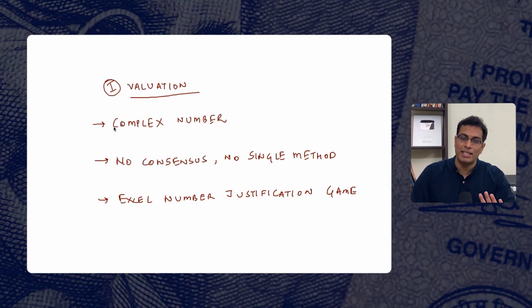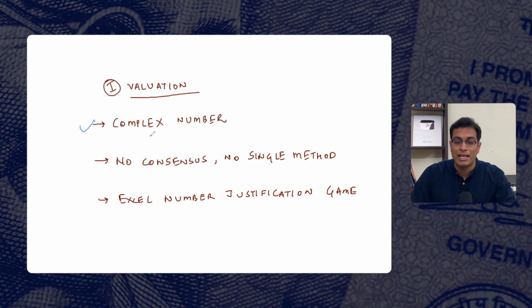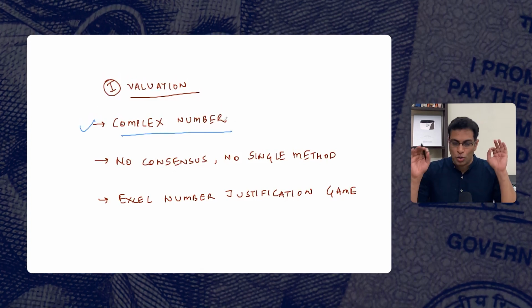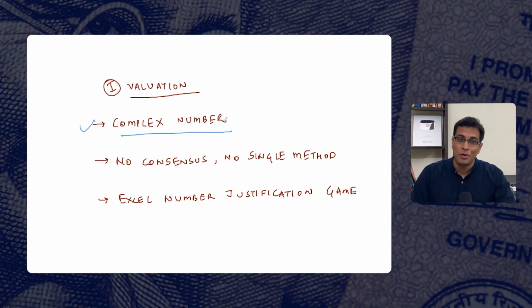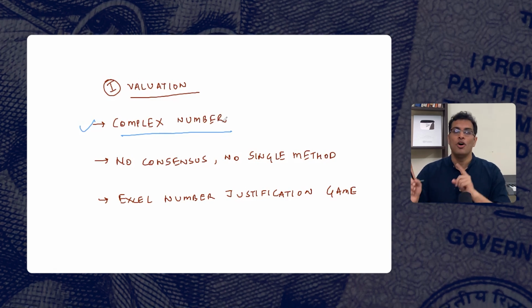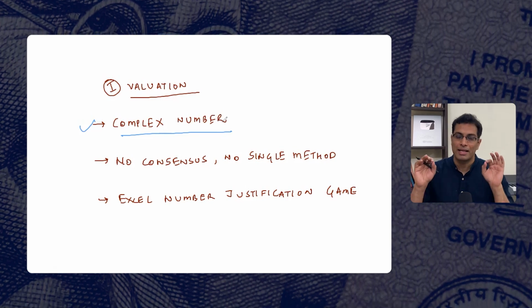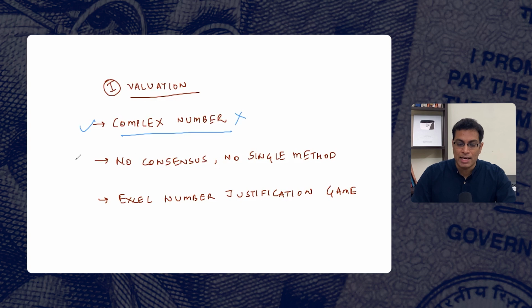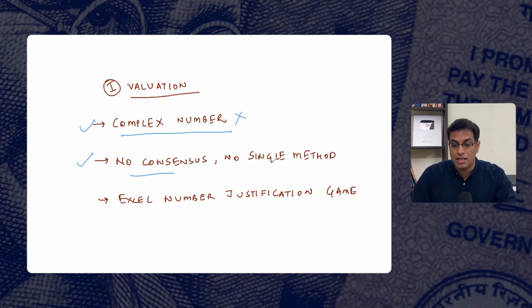So the first key point that I want to drive home is that valuation is a highly complicated, complex number. No person in the world can give you clarity around whether the valuation of a company is correct or is it incorrect. It's just a guesstimate approximation game. Second key point, that since there is no consensus, there is no single method.